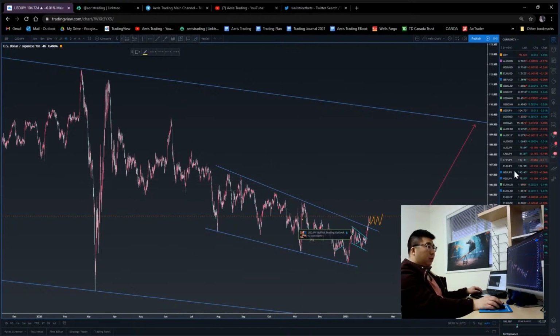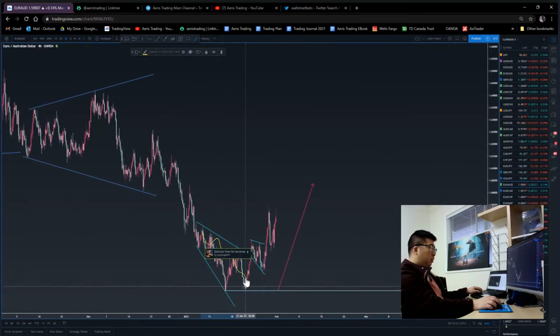I went over euro dollar. Aussie is pretty good as well. Same thing with Aussie Swiss, right? So we have this descending channel, price breakout followed by a correction, and looking for further upside from this point forward.